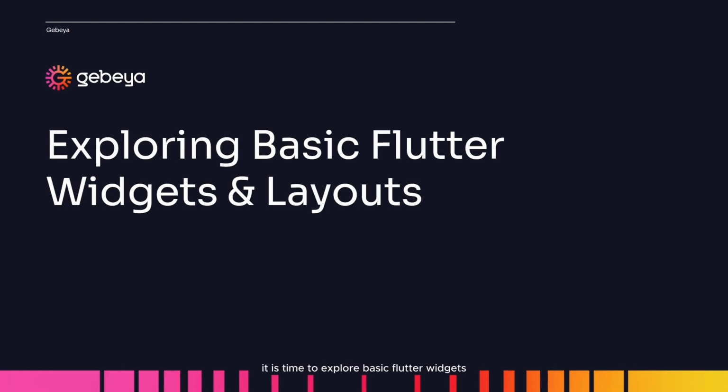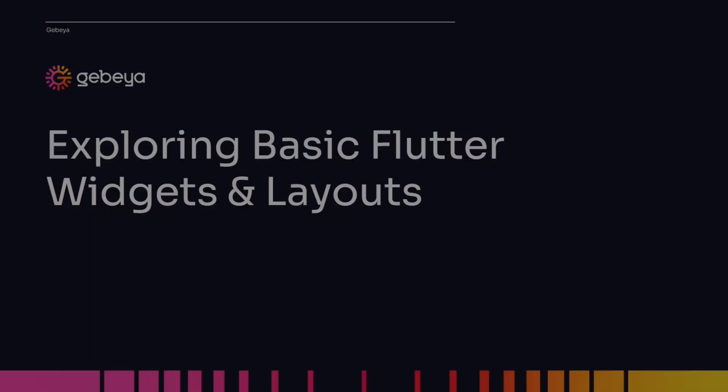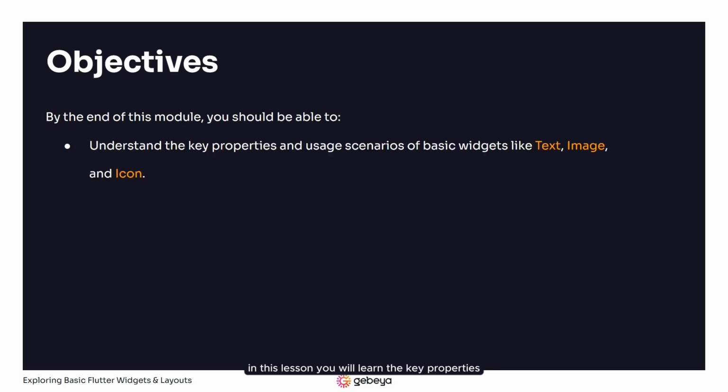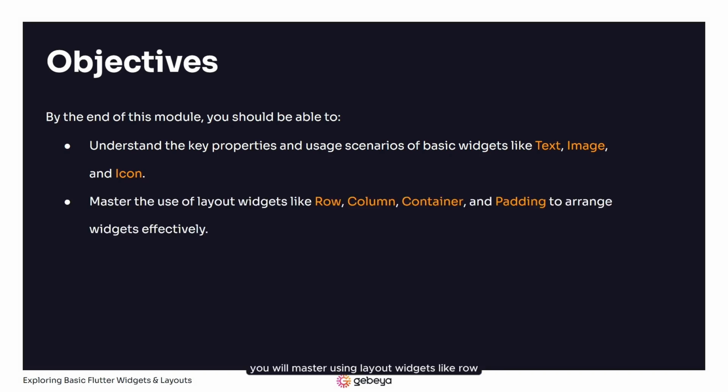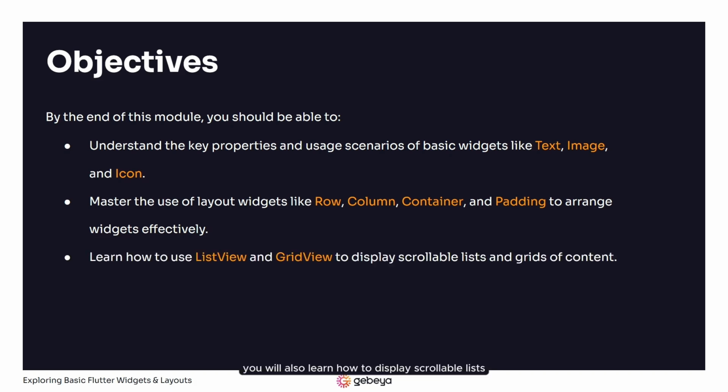Now that you understand what widgets are and the difference between stateless and stateful widgets, it is time to explore basic Flutter widgets and layout techniques to start building real, structured user interfaces. In this lesson, you will learn the key properties and usage scenarios of essential widgets like text, image, and icon. You will master using layout widgets like row, column, container, and padding to arrange these elements effectively. You will also learn how to display scrollable lists and grids using ListView and GridView in your Flutter apps.